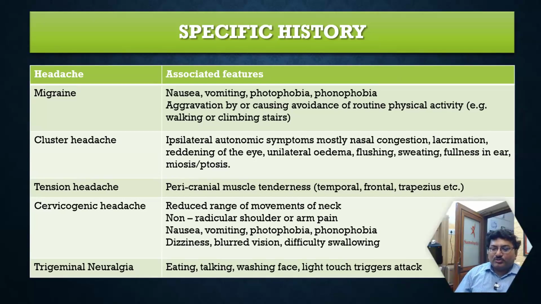Cervicogenic headache, there could possibly be reduced range of movement of the neck. Then there could be non-radicular shoulder pain or arm pain. Sometimes there could be nausea, vomiting, photophobia, phonophobia, and dizziness, blurred vision, difficulty in swallowing that might happen in cervicogenic headache as well. In trigeminal neuralgia, we all know eating, talking, washing the face, and even, as I have told you, in severe cases the blow of air could be painful. The patient is usually asking to switch off the fan. That sometimes happens because these things trigger the attack for the patient.